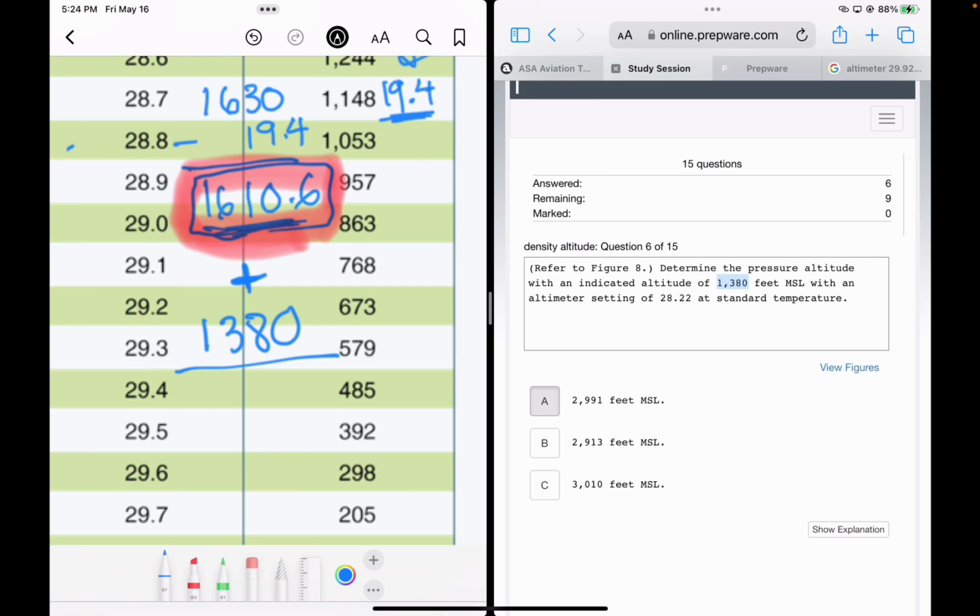1610 plus 1380. We get 2990.6. Okay? We don't like decimals, so we're going to round up. So we got 2991. Is this the answer? Well, let's look. Oh, it is the answer. And somebody already pressed that. That was me accidentally. Oops.